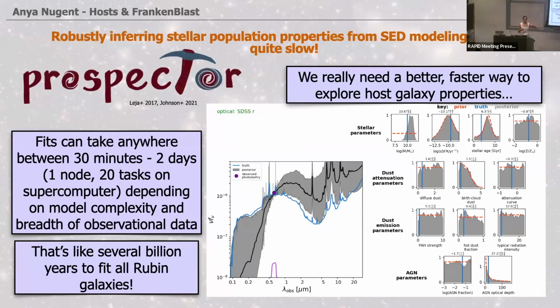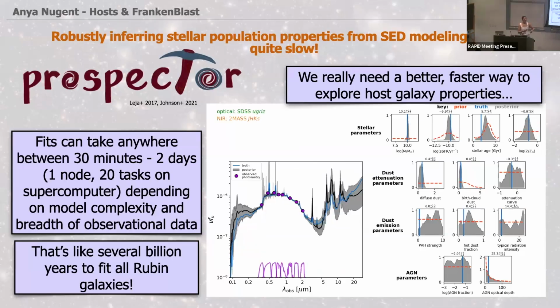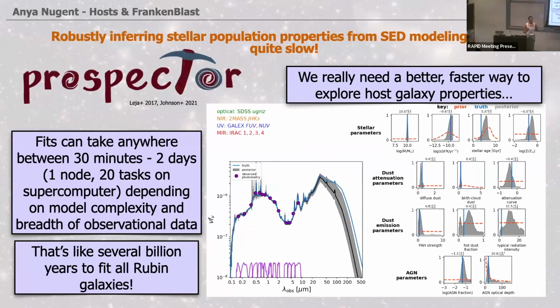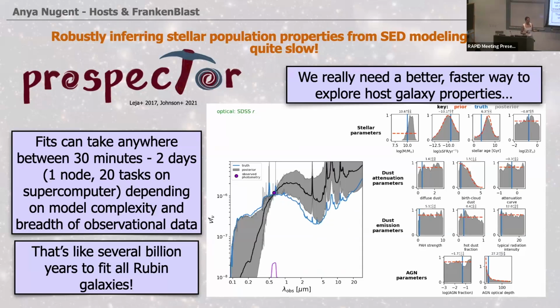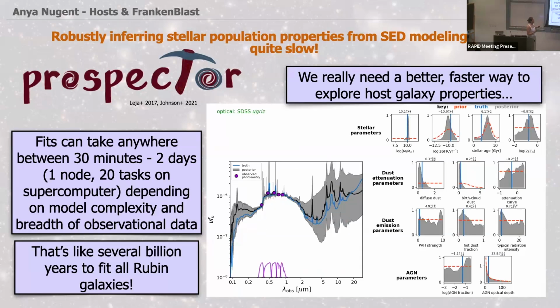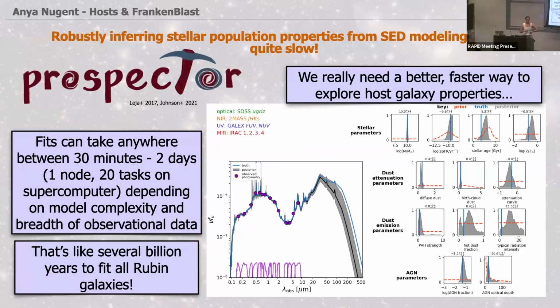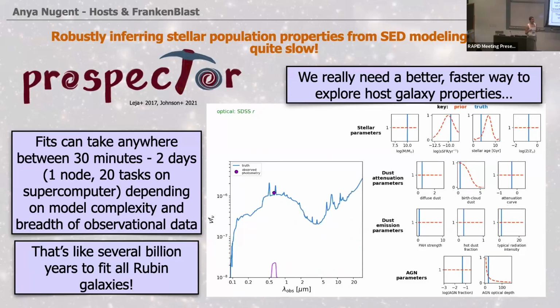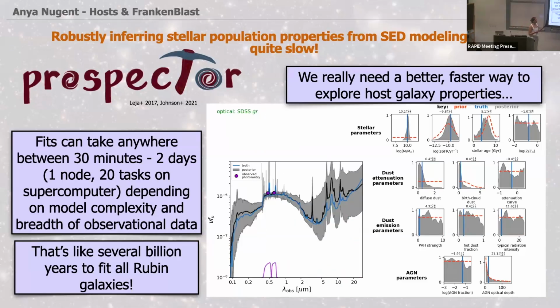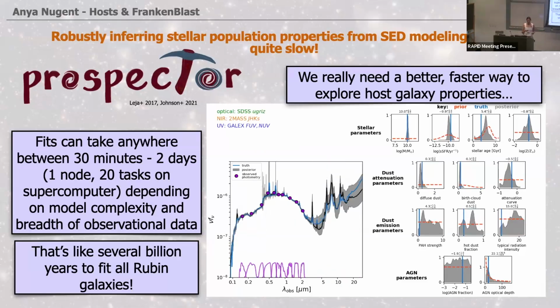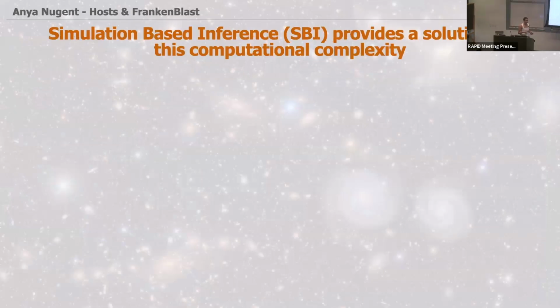So if we're thinking about the amount of galaxies that we're going to have in Rubin and Roman, that is way too much computational time for us to be using something like Prospector. So instead, we need to be shifting our attention towards maybe machine learning-based algorithms that can speed this up much faster. Luckily, there is something that can solve this computational complexity, and this is called simulation-based inference.